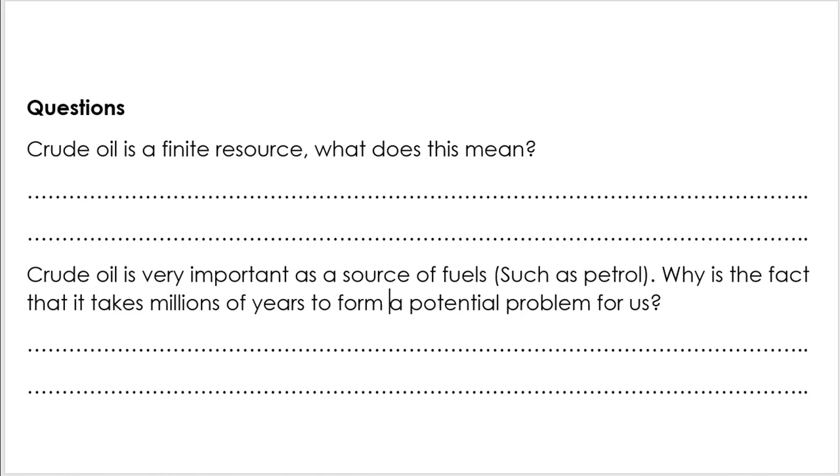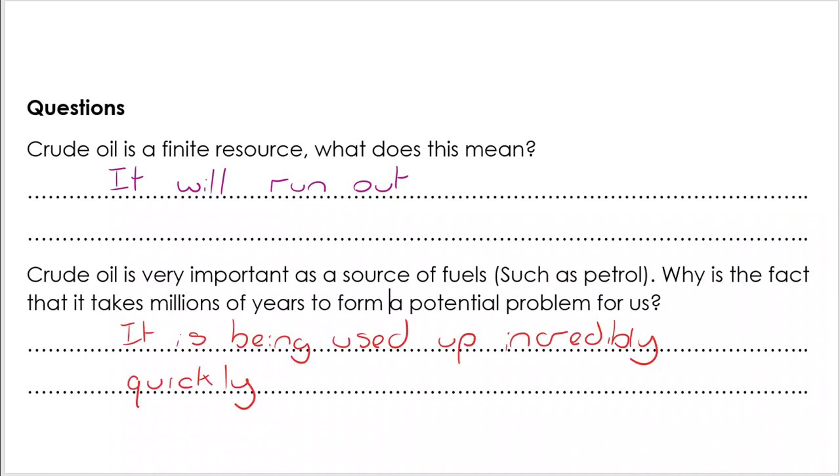So when we talk about crude oil being a finite resource, all we mean is it will run out. We don't have an endless supply. Crude oil is very important as a source of fuels, such as petrol. Why is it an issue that it takes millions of years to form? Well, if you look at the fact that it's been used for hundreds of years and it took millions of years to build up, we're using it up incredibly quickly. We are going to lose some of the resources that we have absolutely relied on for far too long.